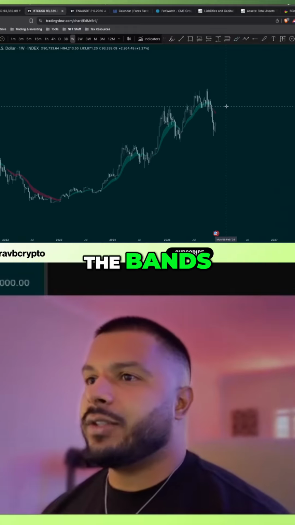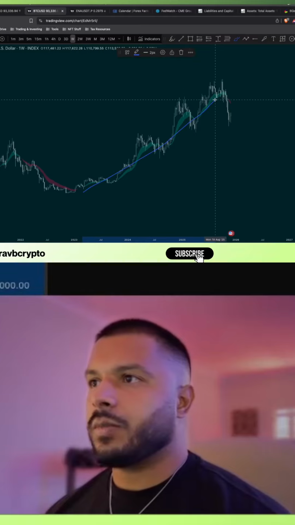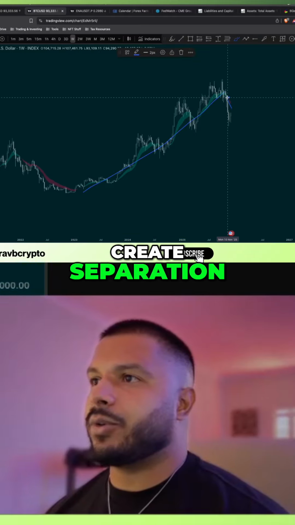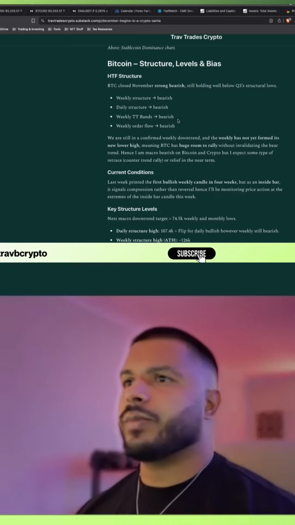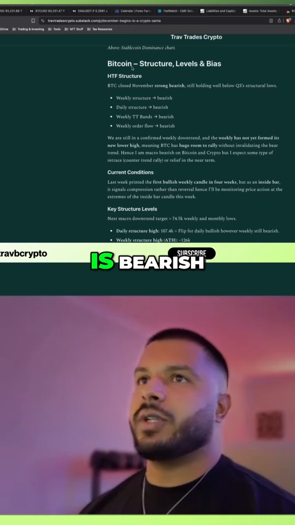Hence, the bands, for the first time throughout this cycle, have now confirmed red, and they're starting to create separation, right? So that was the third signal. Weekly TT bands bearish. Now weekly order flow is bearish.